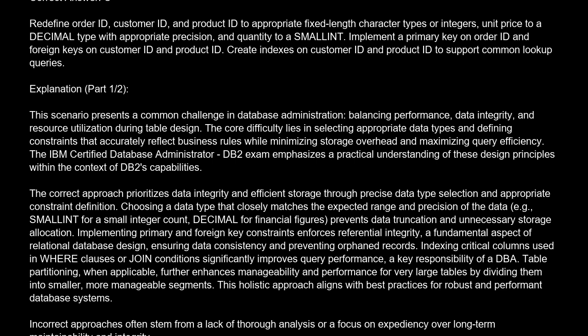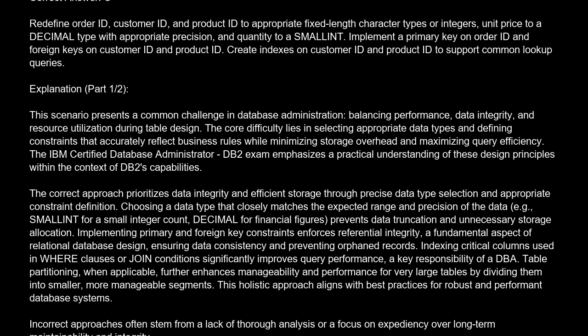preventing orphan records. Indexing critical columns used in WHERE clauses or join conditions significantly improves query performance, a key responsibility of a DBA. Table partitioning, when applicable, further enhances manageability and performance for very large tables by dividing them into smaller, more manageable segments. This holistic approach aligns with best practices for robust and performant database systems.